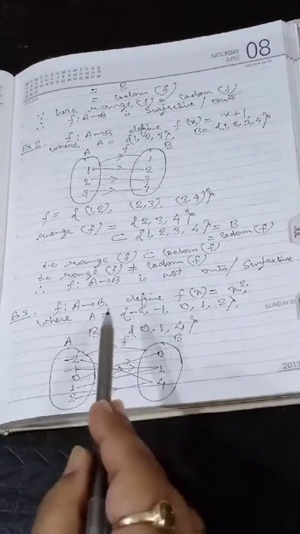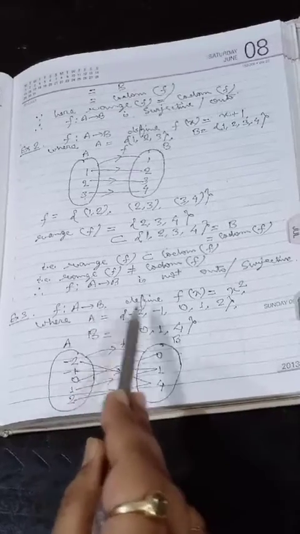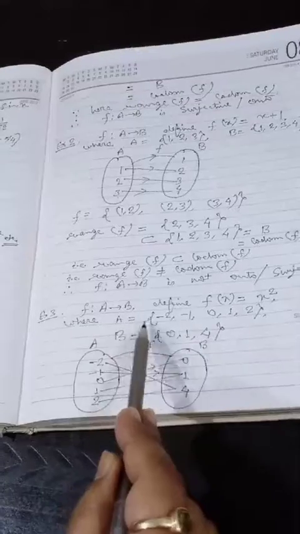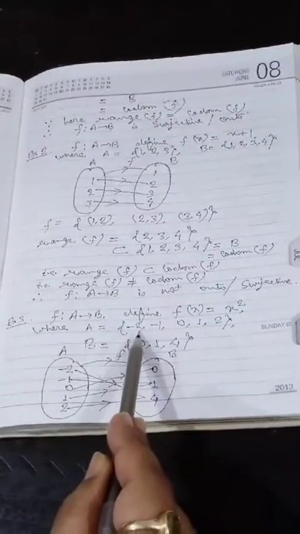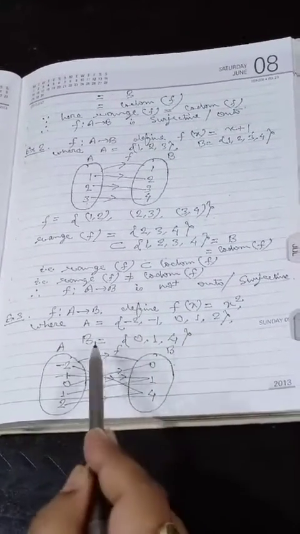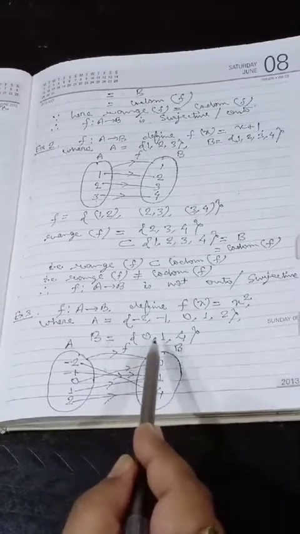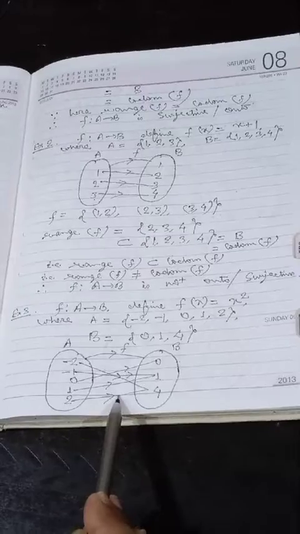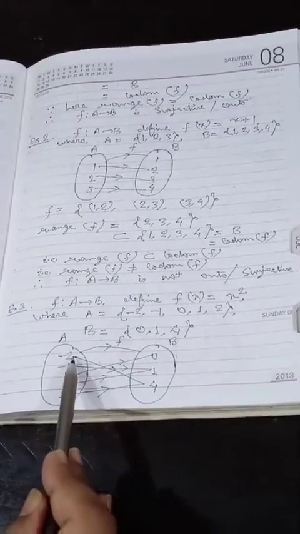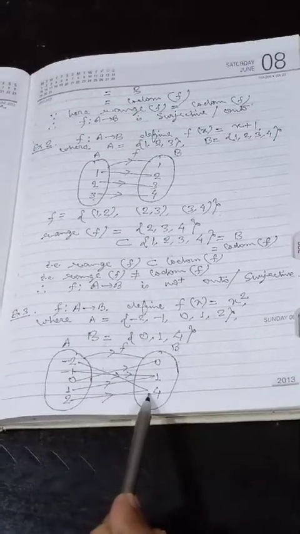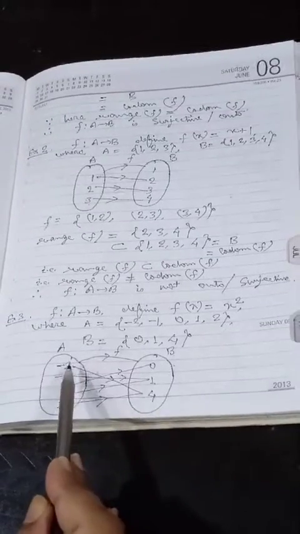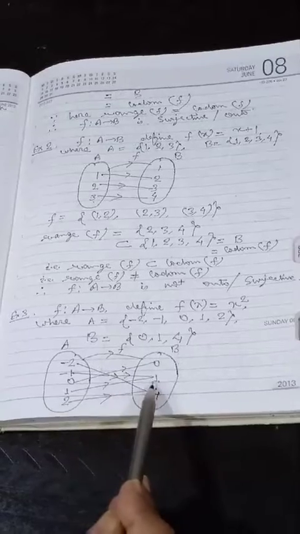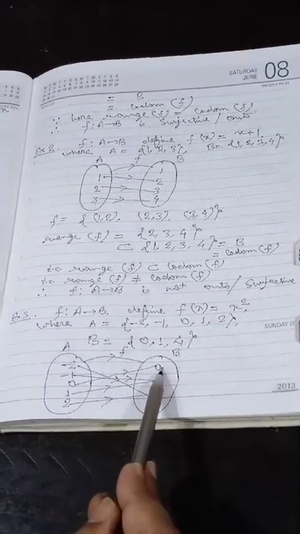Example 3. Suppose we have a function f defined from A to B, defined as f(x) = x squared, where the set A is equal to the set containing elements -2, -1, 0, 1 and 2, and B is the set containing elements 0, 1 and 4. So here this is the mapping diagram where we are observing that more than one element in this set A have the same image in the set B. Here -2 and 2 have the image 4, -1 and 1 have the image 1, and 0 has the image 0.